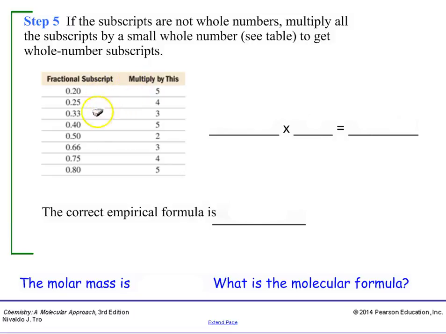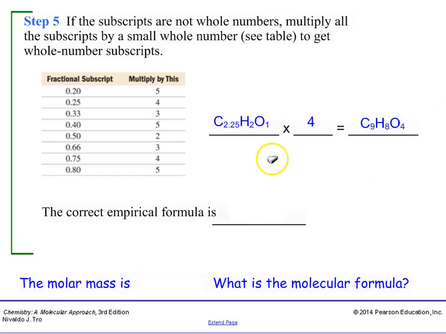And we have these fractional subscripts. This is something that you just need to know, and you probably know most of them already. If you end up with a 0.2, that's a fifth. 0.25 is a fourth. 0.33 is a third. 0.4 is 2/5. So if the subscripts aren't whole numbers, multiply them as shown in this chart. So we end up with C2.25H2O, and because it ends with 2.25, we're going to multiply everything by 4.